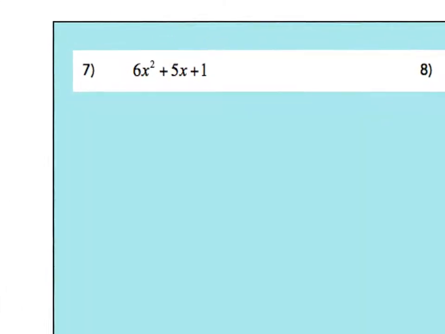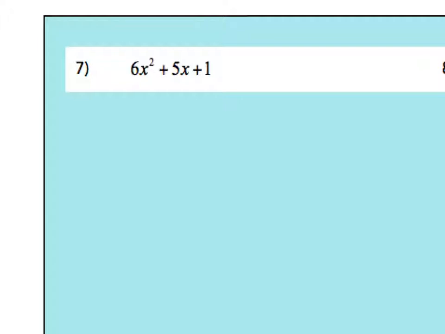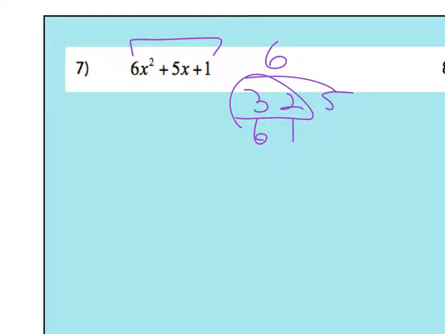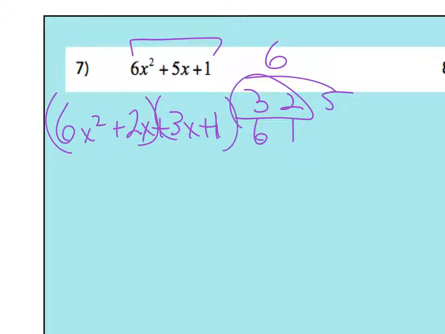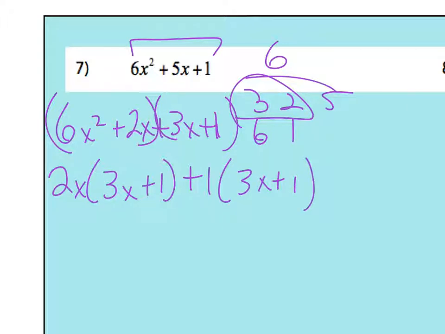And again, this takes practice. So 6 times 1 is 6. But what multiplies to 6 but adds up to 5? Well, 3 and 2, 6 and 1. 3 and 2 is my answer. So 6x squared, I'll go plus 2x plus 3x plus 1. And if I go parentheses, 2x, 3x plus 1. Nothing there, and I don't want to change it, so I pull out a positive 1. So (2x plus 1)(3x plus 1).